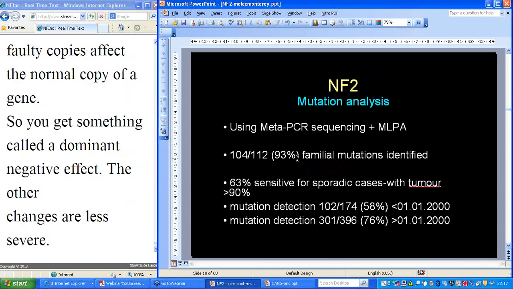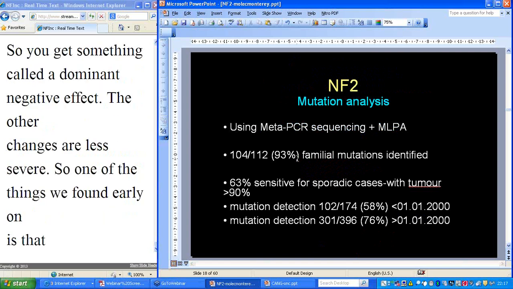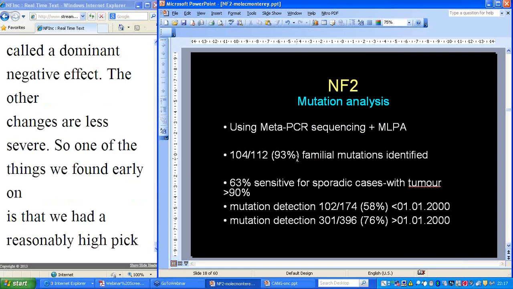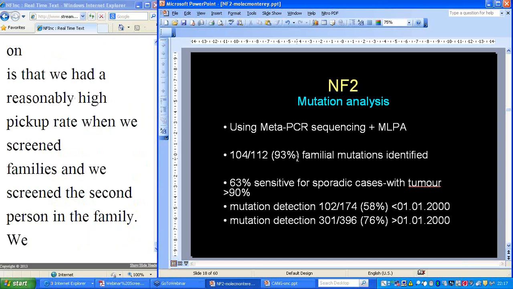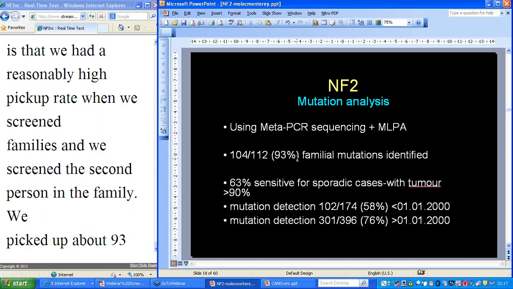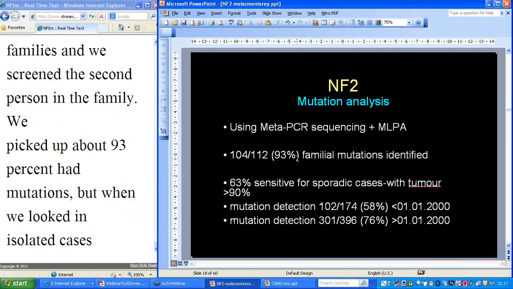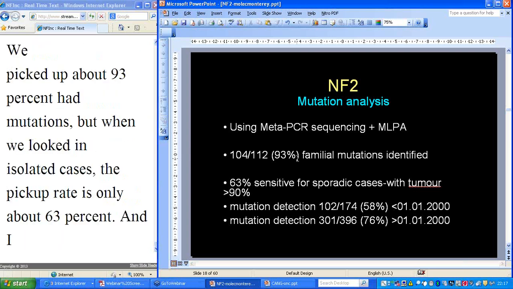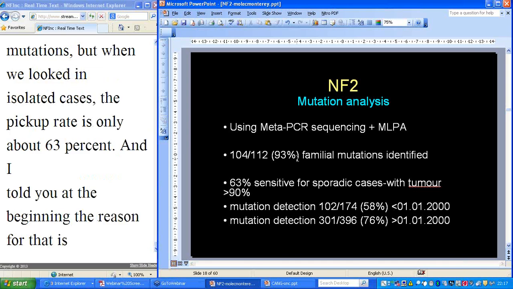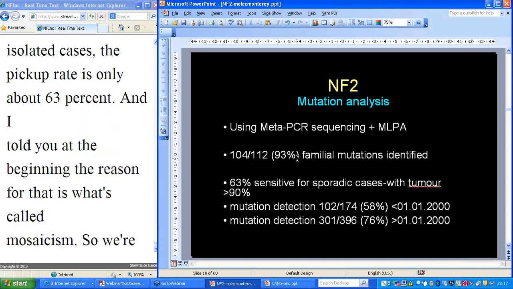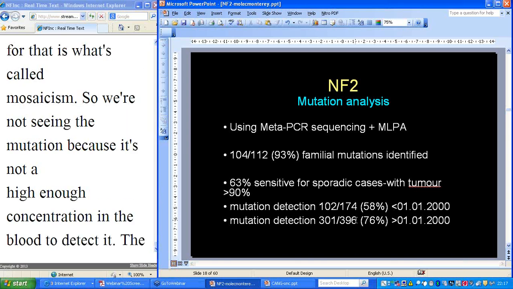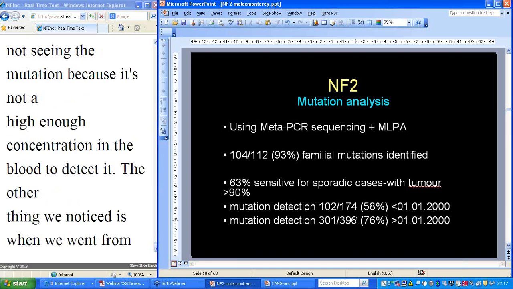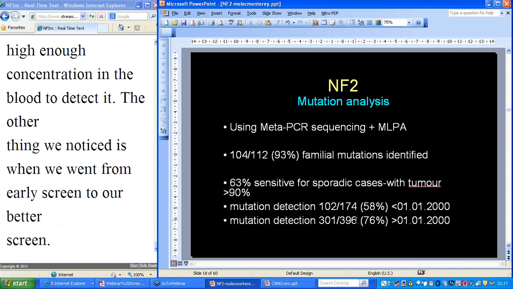So one of the things we found early on is that we had a reasonably high pickup rate when we screened families, and we screened the second person in the family. We picked up about 93% had mutations. But when we looked in isolated cases, the pickup rate's only about 63%. And I told you at the beginning, the reason for that is what's called mosaicism. So we're not seeing the mutation because it's not a high enough concentration in the blood to detect it. The other thing we noticed is when we went from our early screen to our better screen, you could see an improvement in the pickup rate of mutations.